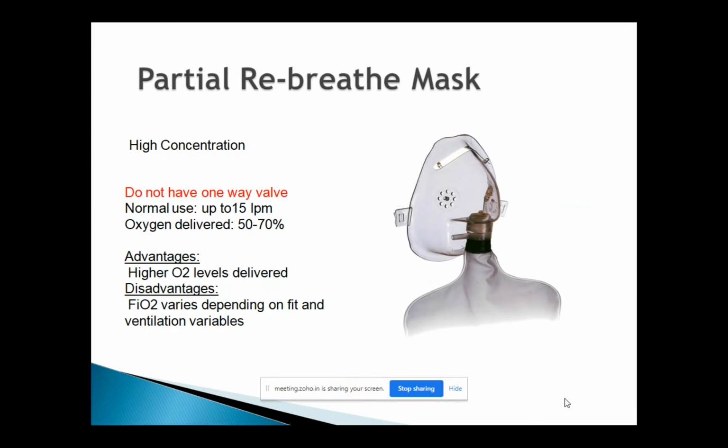And commonly you may see this particular mask used in situations like respiratory arrest, cardiac arrest, poisoning, or when a patient is unconscious but still breathing. In those scenarios, you will see these kinds of masks used in the ambulance or in casualties or in A&E. Again, the problem is the FiO2 varies. It depends on the patient's tidal volume, respiratory rate, and the fit. If the mask is not fitted properly, if there is a big gap between the skin and the mask, then most of the oxygen can leak out. So the patient may not be able to achieve the oxygen concentration you want them to get.